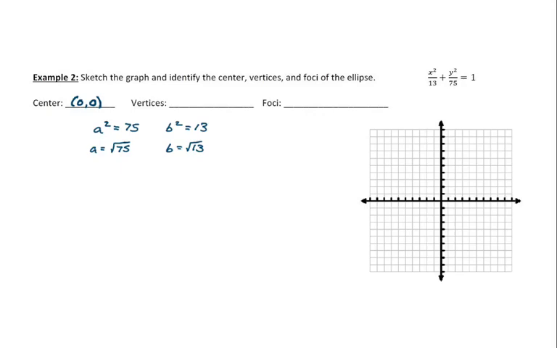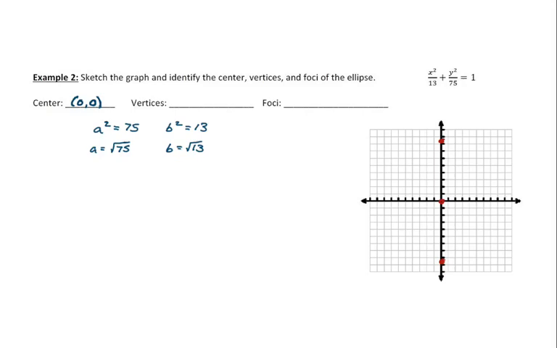So how do I graph that? Again, a is the square root of the larger of the two denominators. And because the larger denominator is underneath my y variable, I need to go the square root of 75 units above and below my center, because it's in the y direction. So square root of 75, like I said, is 8 point something. So I'm going to plot a point somewhere between 8 and 9. You could put it right at halfway. Somewhere between 8 and 9 is really as specific as I'll ask you to get.